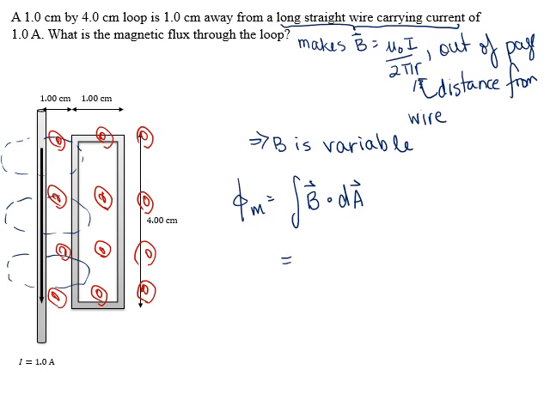We will, of course, incorporate the dot product: the magnitude of B times the magnitude of dA times the cosine of the angle between B and A. Okay, so we know what to fill in for B. It's mu naught over 2 pi r. We're going to have to figure out what to fill in for dA, and we're going to have to figure out what theta is. Let's just go on to the next slide to work on those parts.